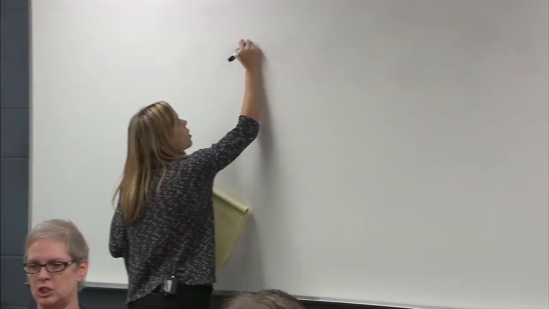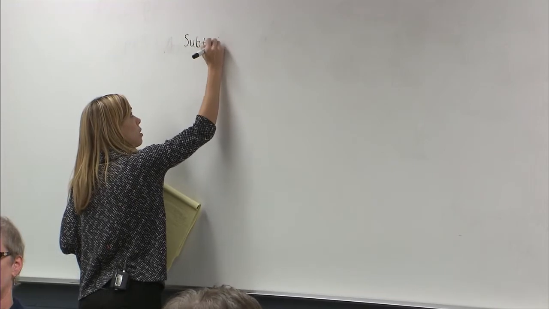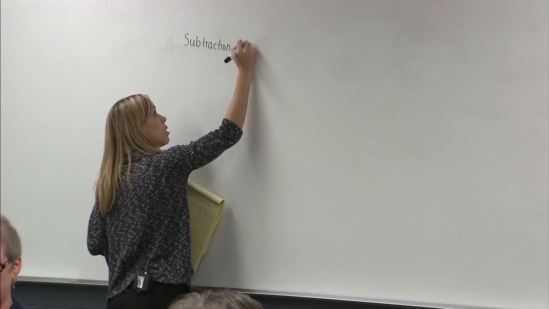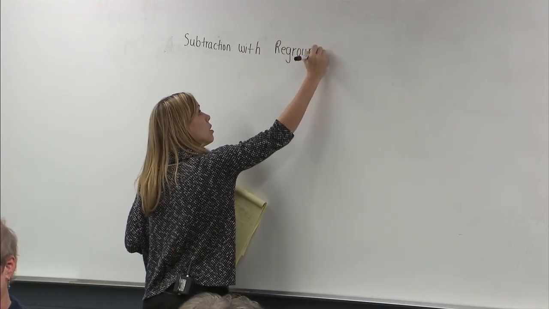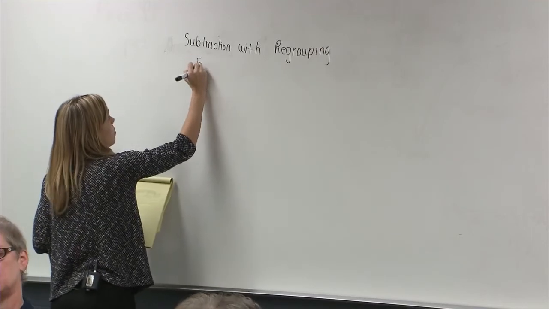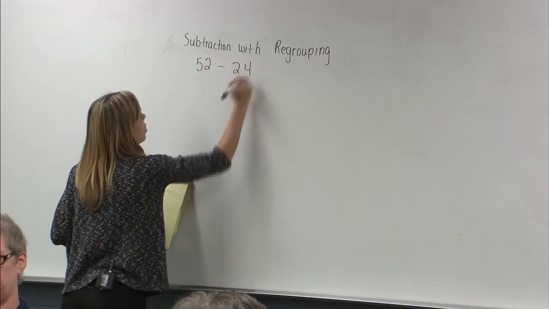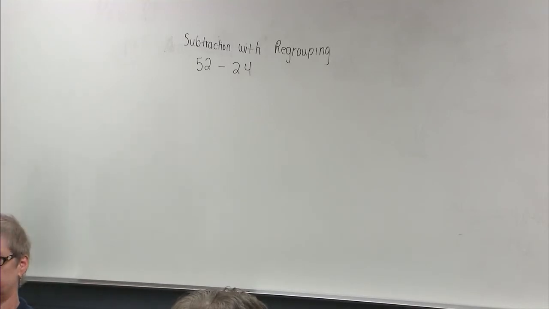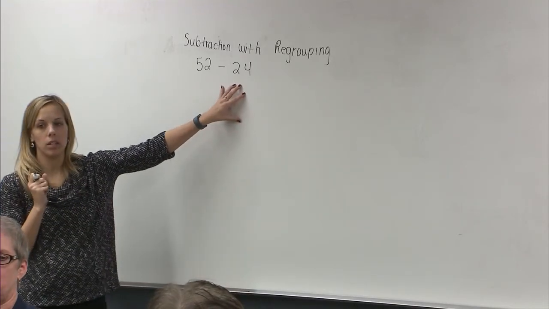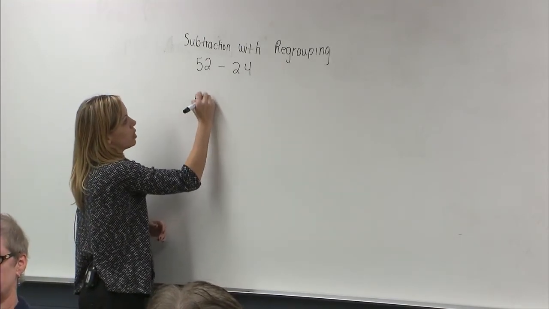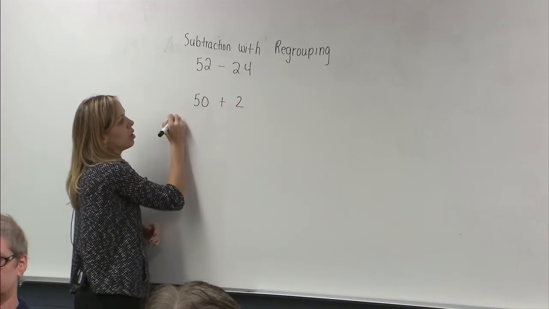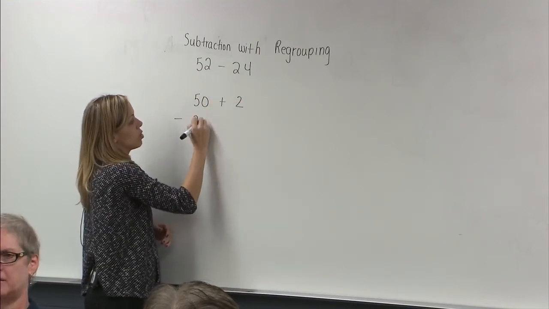And so we're going to start with double-digit subtraction, and then we'll do where we have 3 digits. So this is just subtraction with regrouping. So let's say students were given the problem 52 minus 24. What students are asked to do is to break these apart into their place values, just like we did with the multiplication. So 52 is 50 plus 2, minus 24 is 20 plus 4.